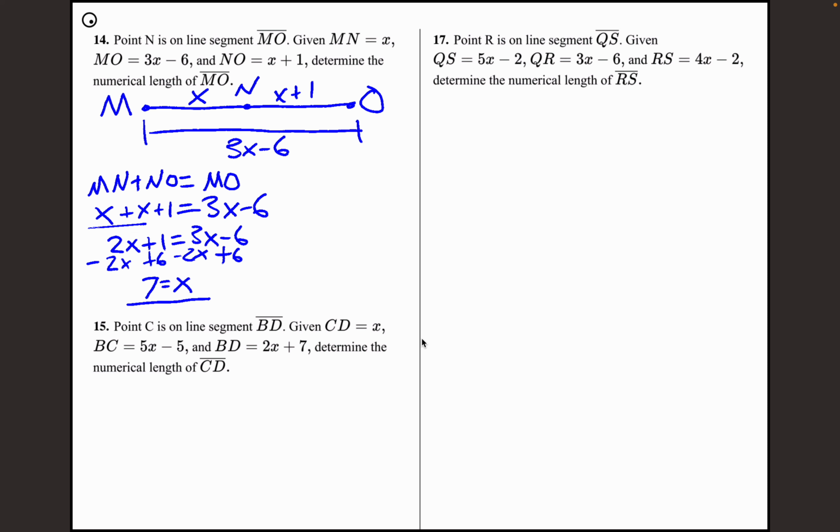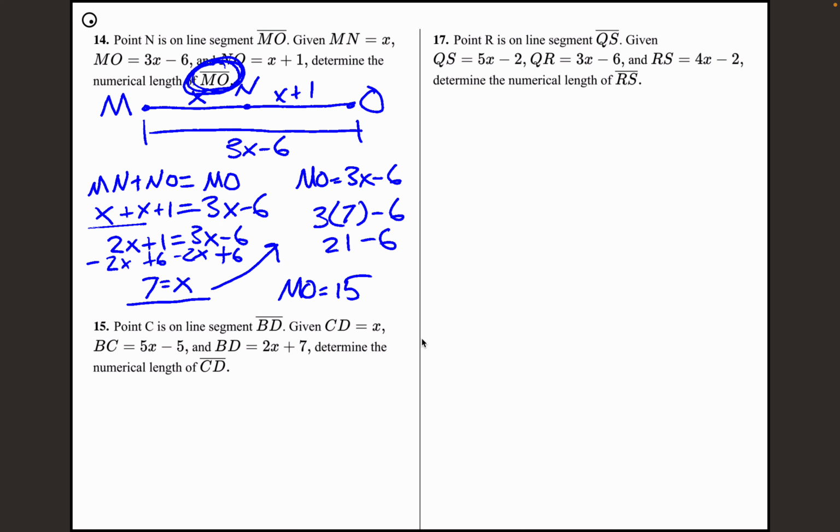But it asks us to find MO, so we have to find MO first. MO is our value of 3x minus 6. Now we can plug in our x value. So we have 3 times 7 minus 6. What's 3 times 7? That's 21, minus 6. 21 minus 6 is 15. So MO equals 15.